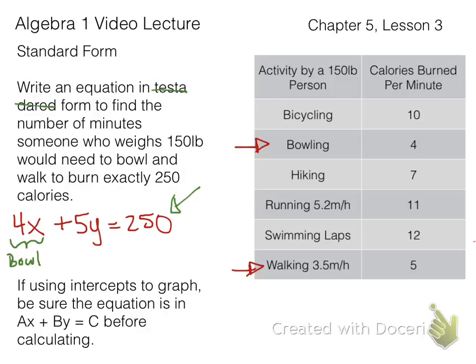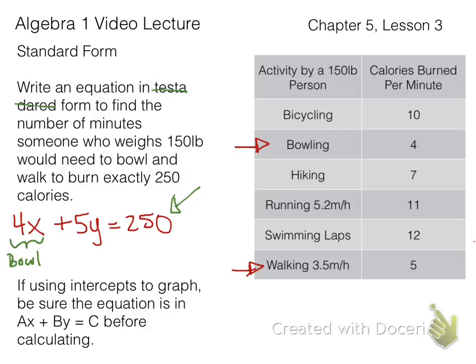But basically, what we're doing is we're finding the 2 points which allow the situation to happen. Okay, so if I burn 4 calories per minute bowling and I burn 5 calories per minute walking, x is the number of minutes I bowled and y is the number of minutes I walked, and that's going to equal 250.